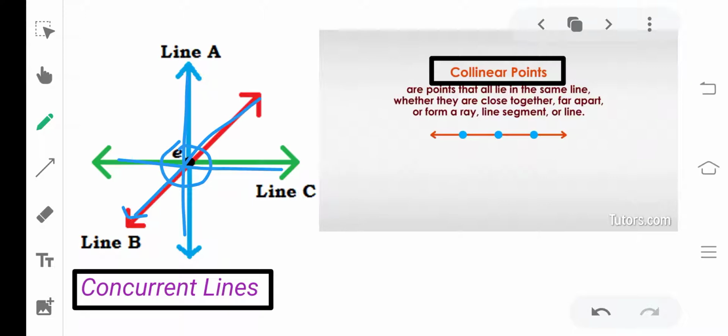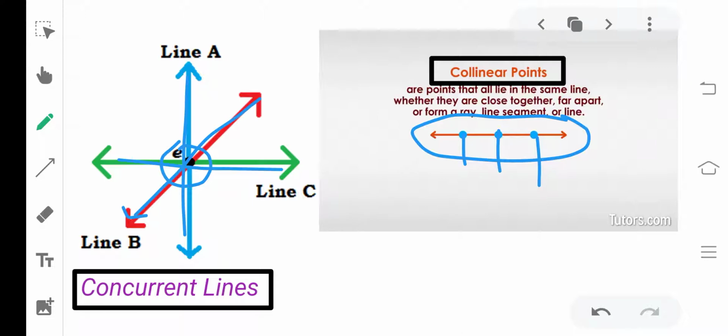Next we will see collinear points. Three or more points which lie on the same line are said to be collinear points. In this diagram you will see that this is your line, and these are the 3 points which lie on one single line. You can name them A, B, C. Three or more points which lie on the same line are known as collinear points.